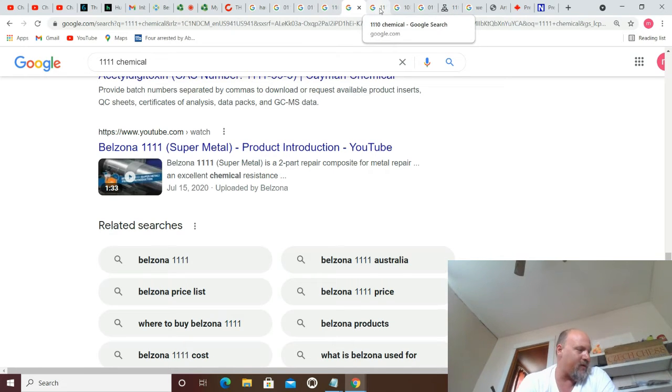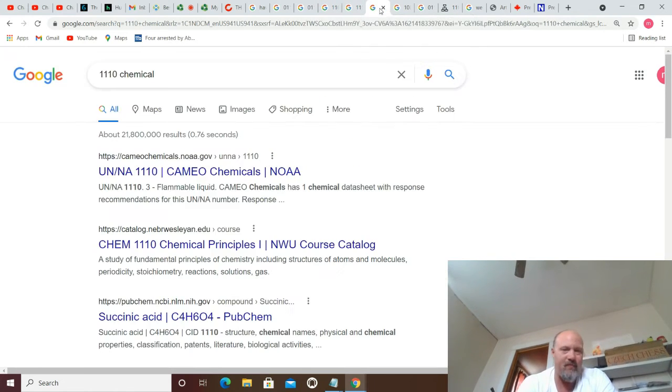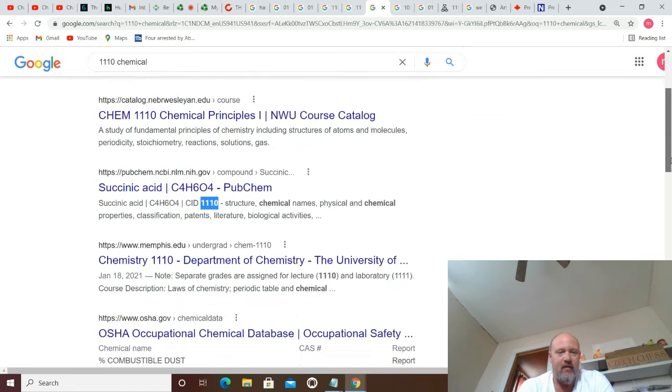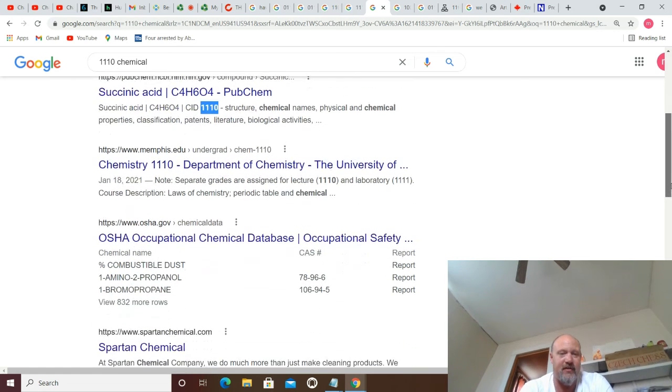And if we move on from that, we have 1110, which ends up being succinic acid. CID 1110 on PubChem there. You also have Chemistry 1110, Department of Chemistry at the University of Memphis. So there's another university they could hit.